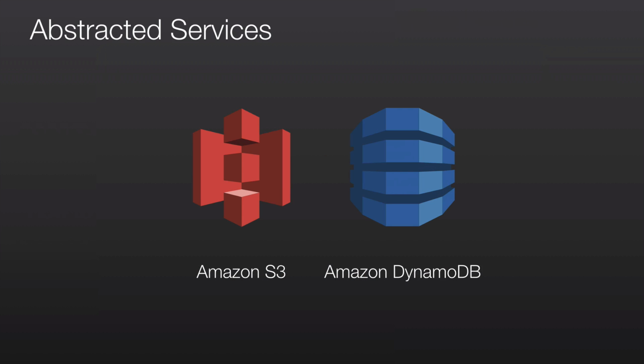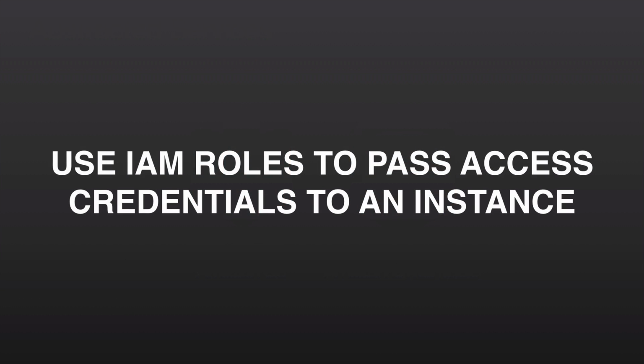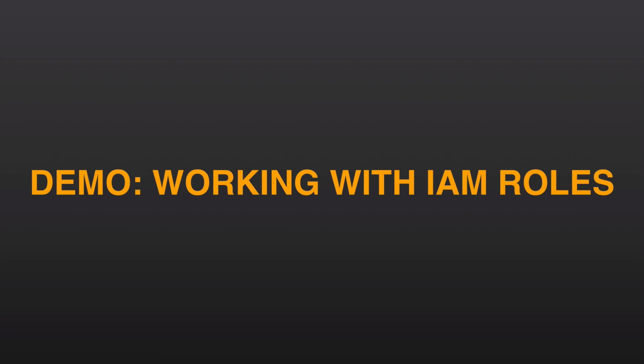Because the other type of services is abstracted services like Amazon S3 and DynamoDB. And in this particular case, it's all about IAM roles. It's about using IAM roles to pass access credentials to an instance, to grant permission for instances to work with the AWS API endpoints that abstract these services like S3, DynamoDB, and other services of that type. I'm just going to show you a very quick demo now, working with IAM roles via the AWS console.